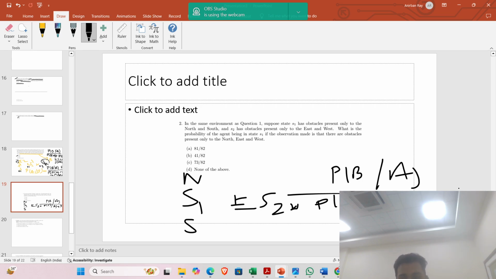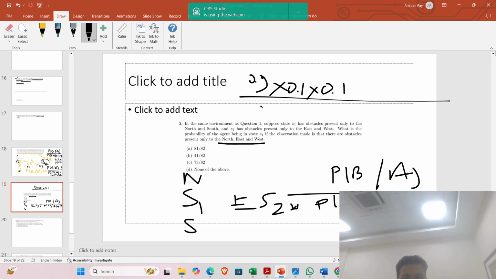So this is what we have. For S1, S1 is there. And then the occurrence of the required north, east and west should be there. So occurrence of north is 0.9, east is not occurring, but we have to make it occur, so that's 0.1, and west is also not occurring, so we have to make it occur, so 0.1, divided by the same thing. Next, we have this one.